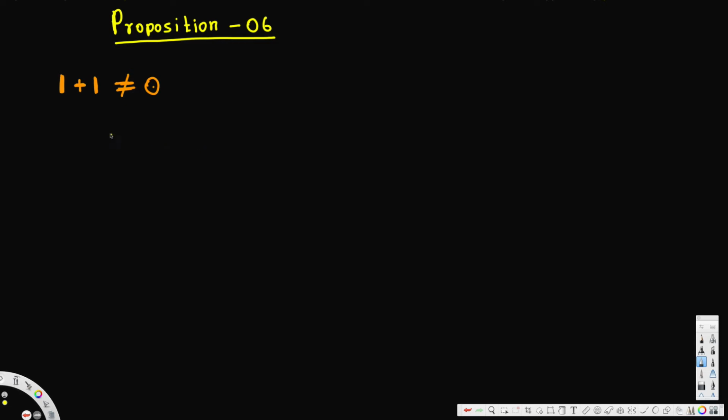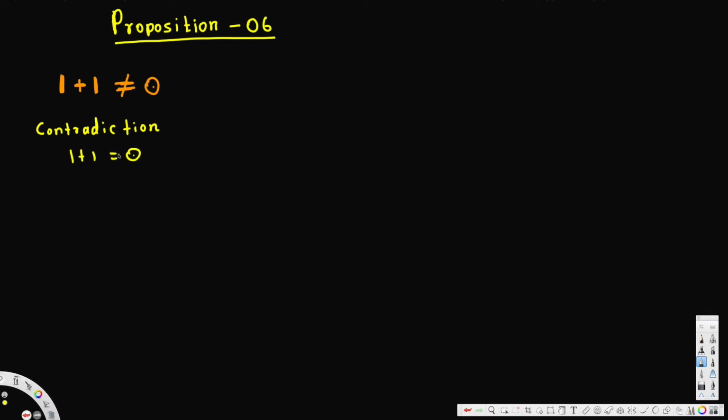What's going on, guys? In this video we are going to see how to prove proposition number 6. Proposition number 6 says 1 plus 1 is not equal to 0. Here we are going to argue this one by contradiction. If we take the contradiction of this one, the contradiction is going to be 1 plus 1 is equal to 0.